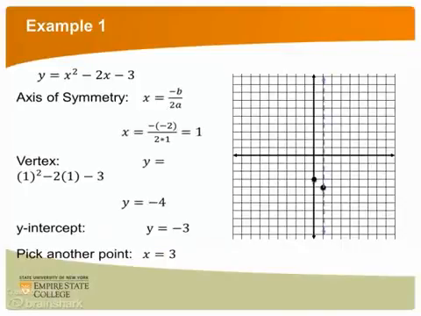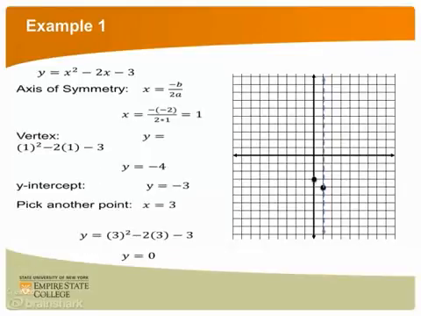Now we want to find another point. We pick 3 as a value for x to plug in. Plugging in, we find the corresponding y value to be 0. Our parabola contains the point 3, 0. We plot that point. We reflect any point we have over the axis of symmetry. Connect the points and label the graph.